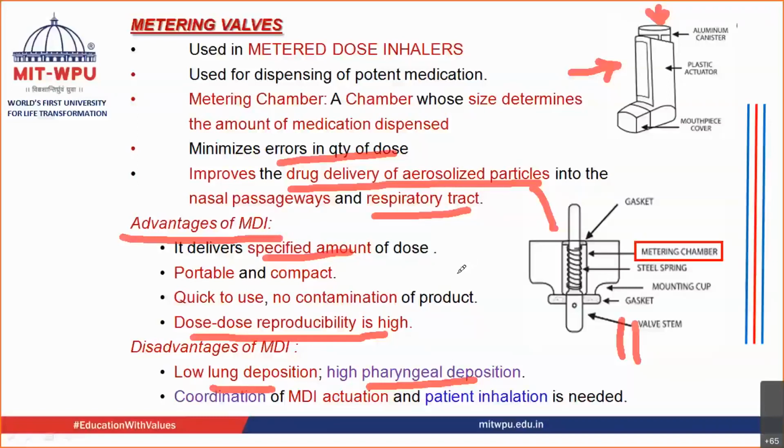So meter dose inhalers contain this metering wall, right? There are two types of wall: continuous spray wall and metering wall. Continuous spray walls are present in all the other aerosol containers, whereas metering walls are present in meter dose inhalers. Metering walls also have parts similar to your continuous spray walls, with the only difference that they contain the metering chamber. And we have also seen the advantages and disadvantages of your meter dose inhaler.